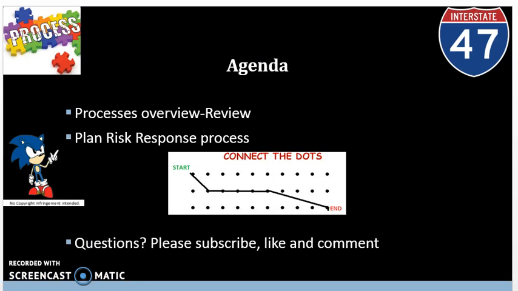Today's agenda will be going over reviewing the PMBOK process table as well as the 38th process, which is the planned risk response process. This process occurs at the intersection of the risk knowledge area and the planning process group.